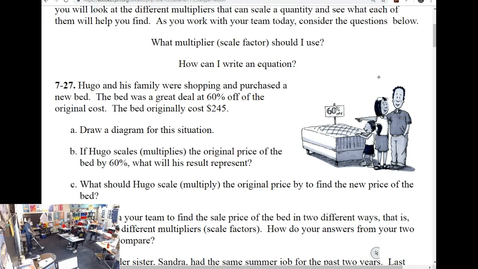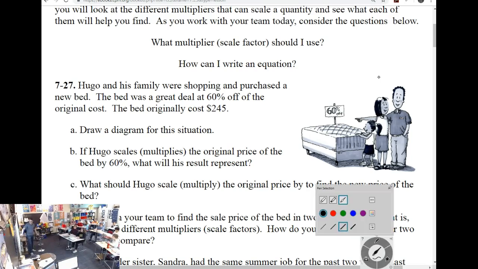A scale factor is any value, because I feel like kids get stuck on it being a particular thing. Give me your eyes for a minute. A scale factor, as we start talking about this lesson, is just a multiplier. If you could write down in your notes really quick, scale factor is multiplier. Anything you're using to multiply with can be called a scale factor.